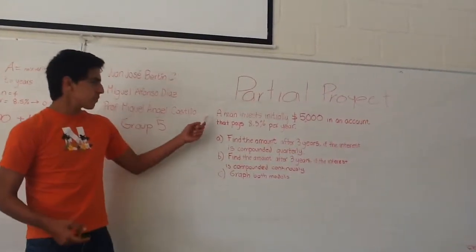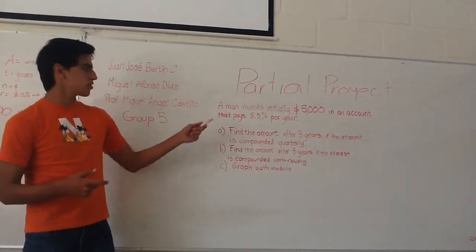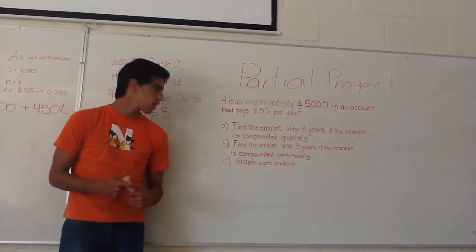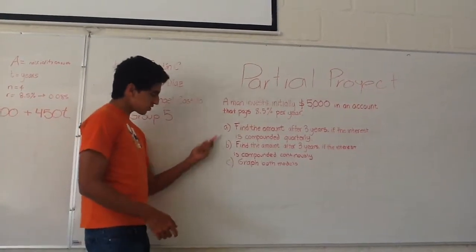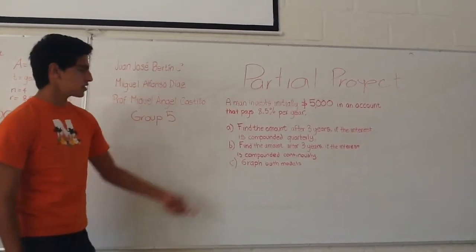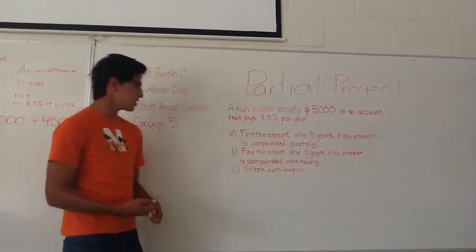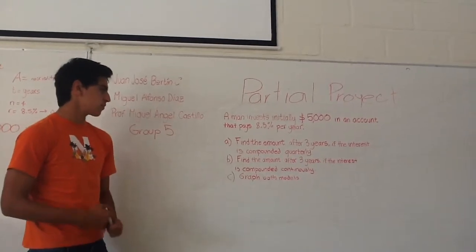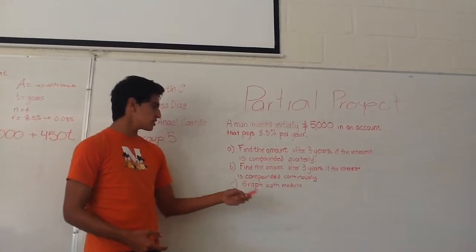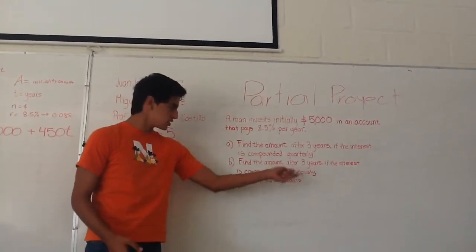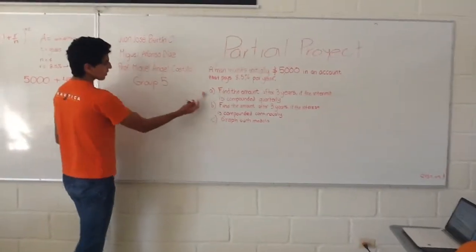Our problem says that a man invests initially 5,000 pesos in an account that pays 8.5% per year. The problem tells us to solve these three questions. First, find the amount after 3 years if the interest is compounded quarterly. The second one says, find the amount after 3 years if the interest is compounded continuously, and find the graph for both models. I'm going to solve letter A.